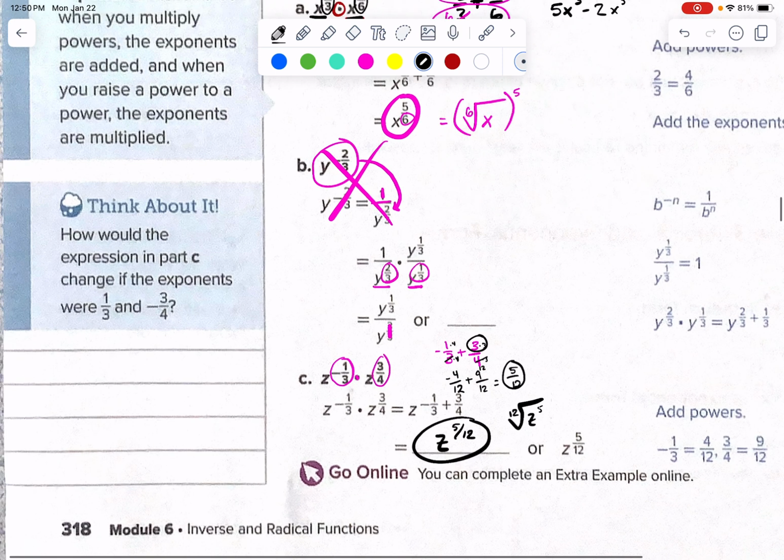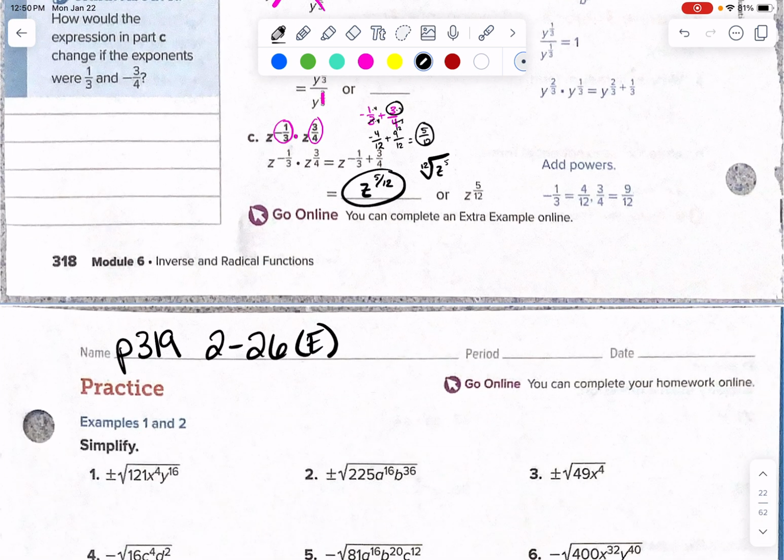So there's a lot to throw at you today. For homework, start on 319, 2 through 26 evens. Start on those. We'll come back tomorrow and we'll answer questions on this section and then the other one that we were supposed to turn in today. Okay, and we will work on that.